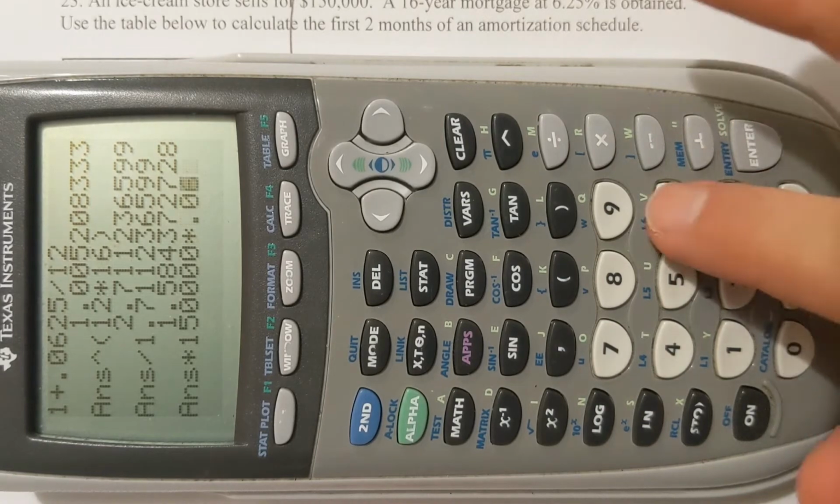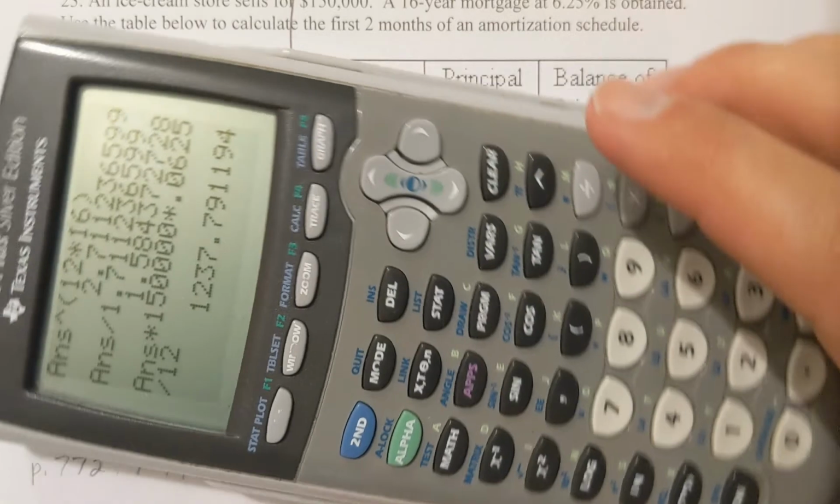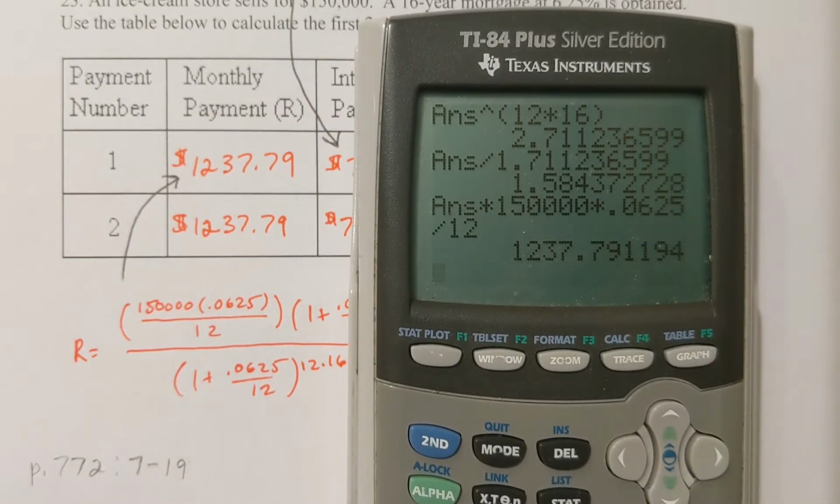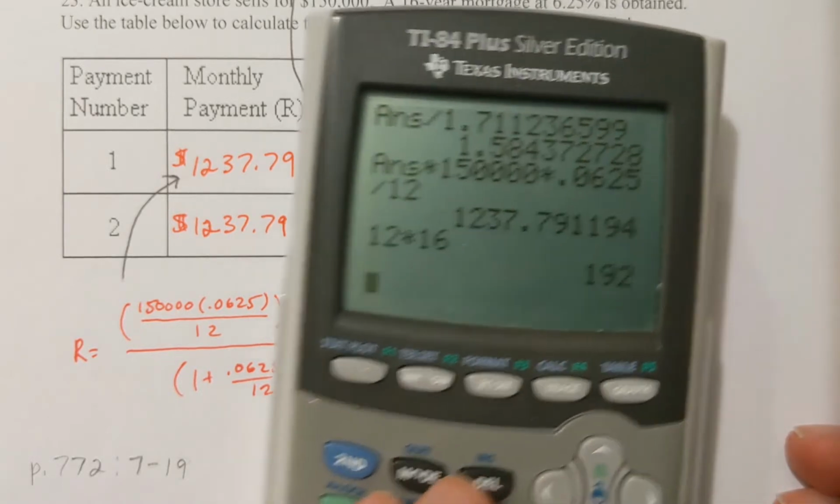Then I'm going to say times 150,000 times 0.0625 divided by 12. Enter. And I end up getting $1,237.79 as the monthly payment. That's how much I'll be paying every month for 12 times 16, which gives me 192 months.